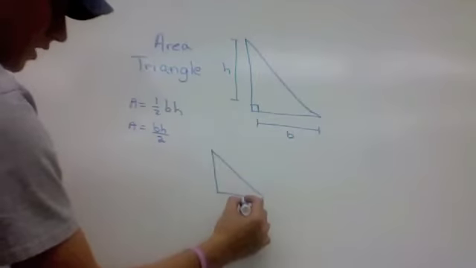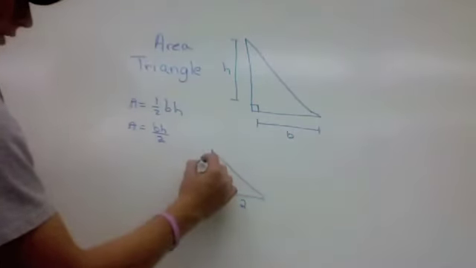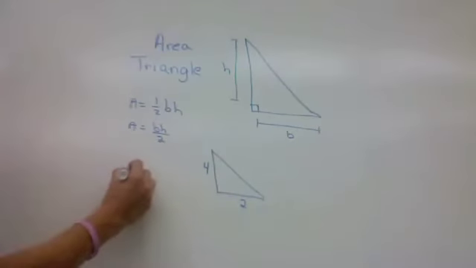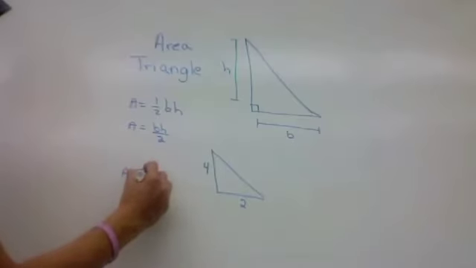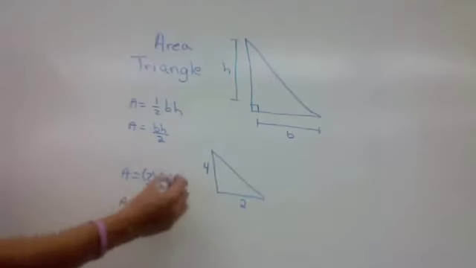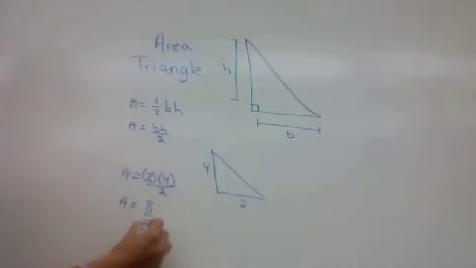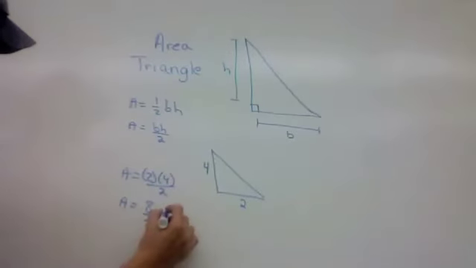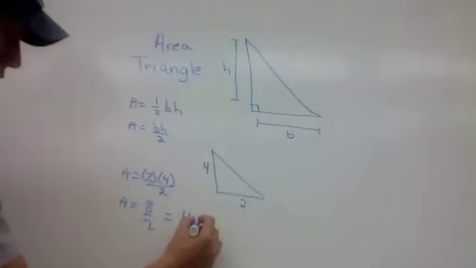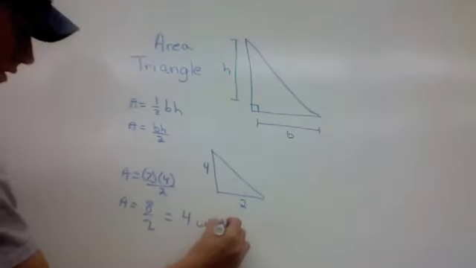and gave us a base of, let's say, 2 and a height of 4, we're going to put in area equals base of 2, a height of 4, and we'll just call it divided by 2 in this case. So area is going to equal 2 times 4 is 8, divided by 2, and our area is going to equal 4. And again, since I didn't give you any units, it's going to be 4 units squared.